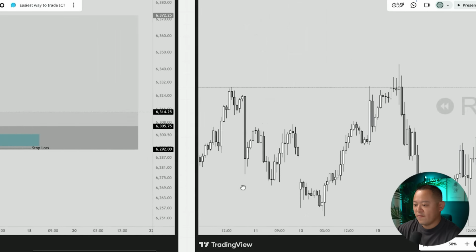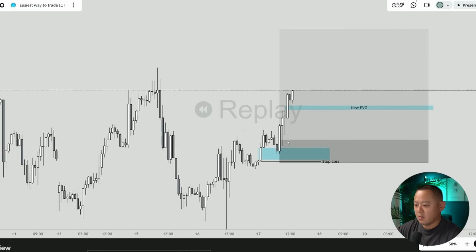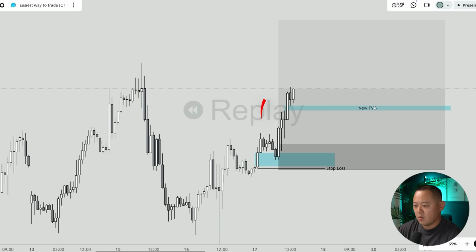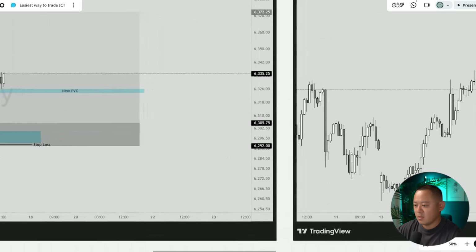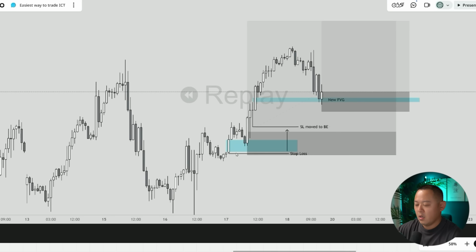The market moves away aggressively, right? So after we entered, yes, there's a little bit of retracement, but it starts moving away aggressively. And then we get another fair value gap. Okay, so we have a new fair value gap and we're up about 2R, but it's not quite yet at our take profit. What I'm going to do is move this original stop loss to break even.